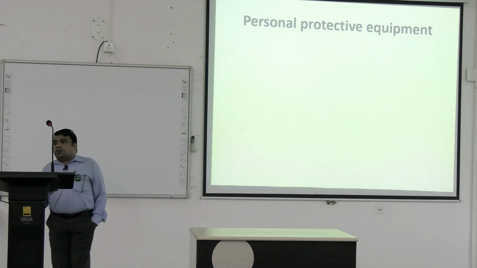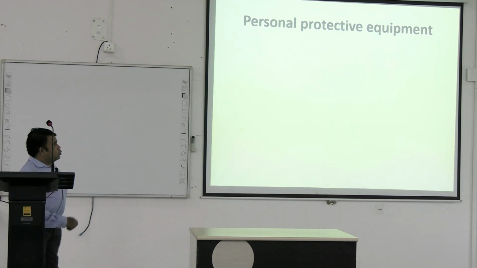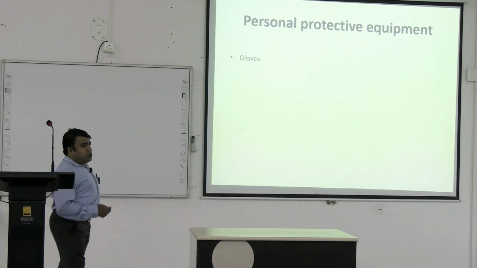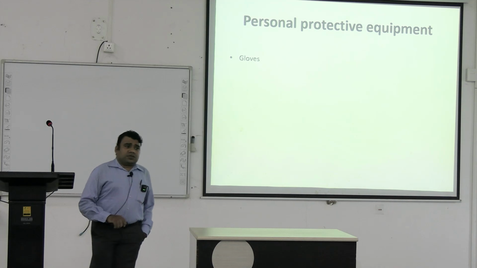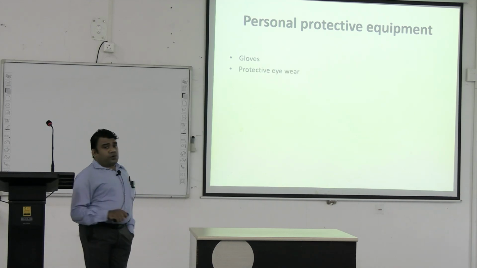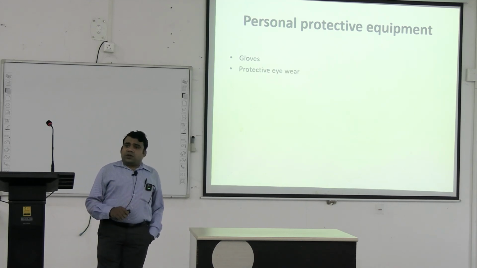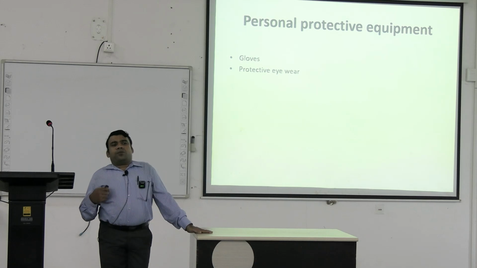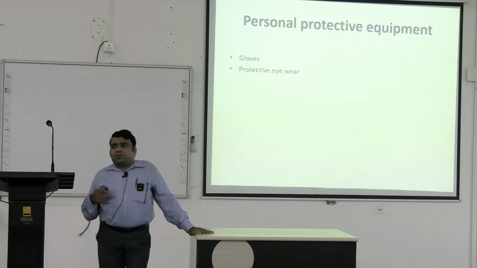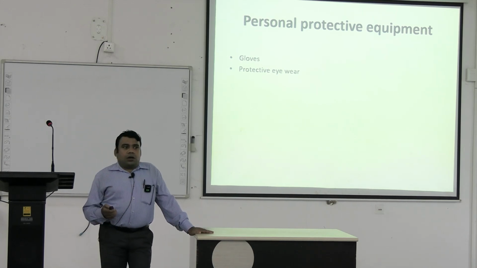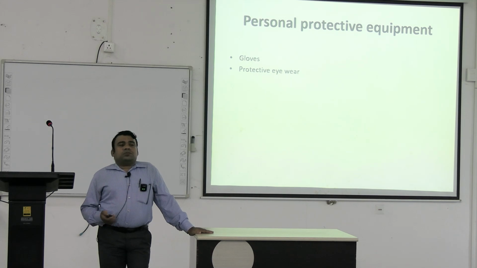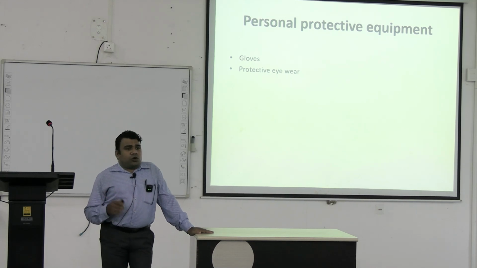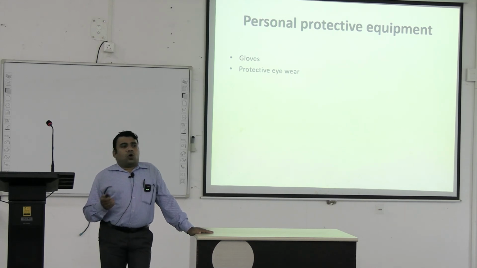Let us look at all the precautionary measures one by one. First would be personal protective equipment. What are the things that you should need? First is gloves. Second, protective eyewear. Whenever you are trying to do any kind of procedure which may cause or result in a splashing of body or body fluid, you should always protect your mucous membrane.